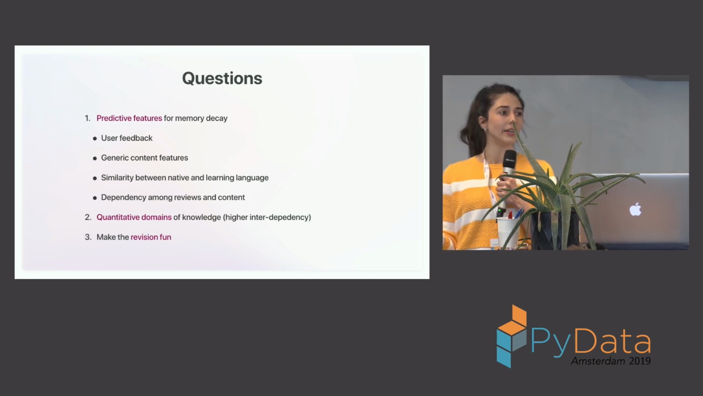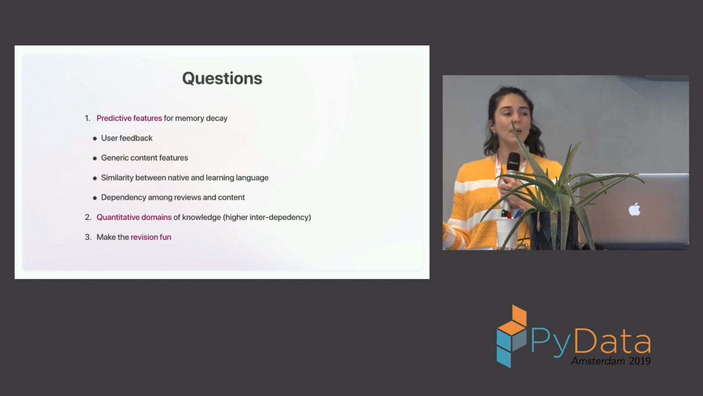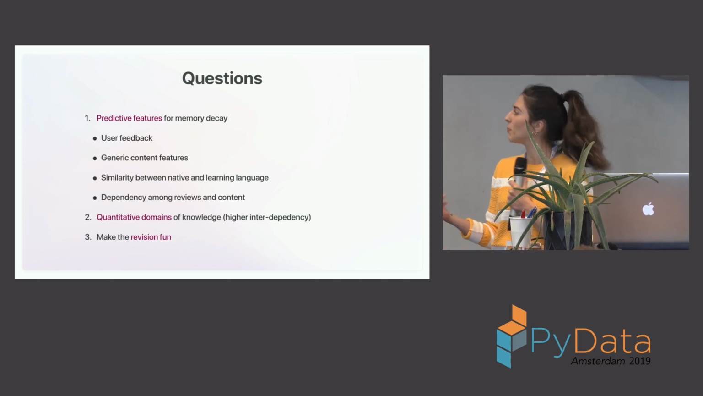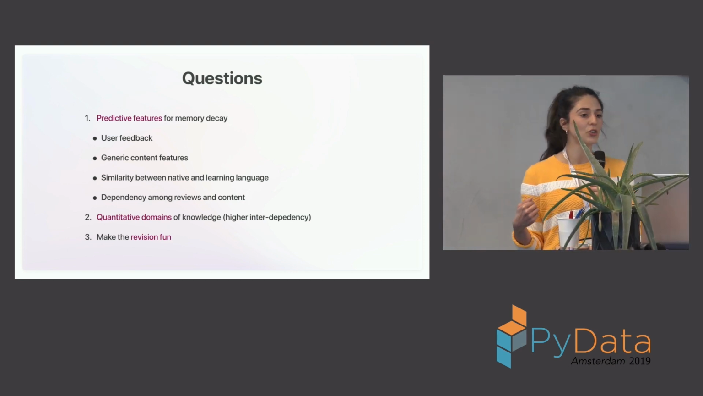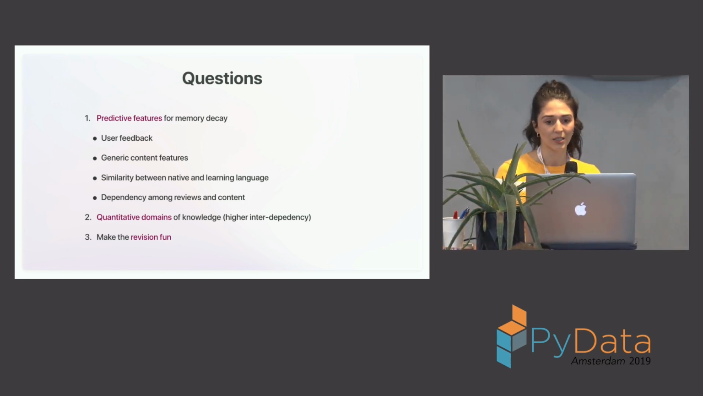And the third and most important one, which is the ultimate goal, is how to optimize human learning. In this case, in online learning environments, because we've already seen a big wave of users using online learning platforms to learn something new. So the ultimate goal is how to make revision fun and not let our users quit.